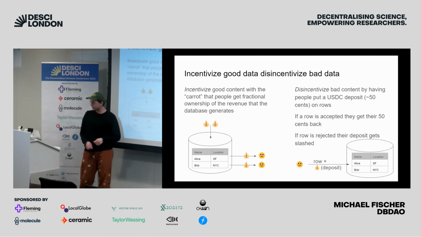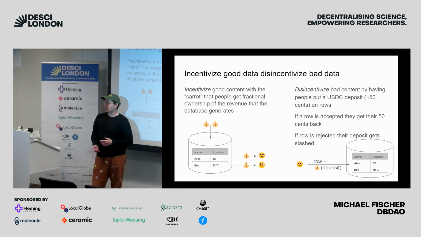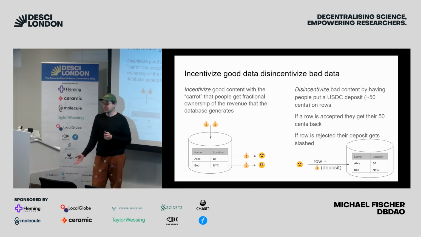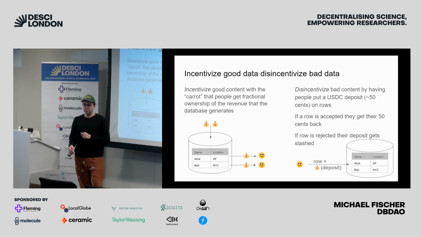So how do we solve this problem? We incentivize people to put data in with the carrot of being entitled to residual income from the database. But we also have to disincentivize bad actors. The way we do that is we make people stake on their data. When you contribute a row to a database, you have to stake maybe $1 or 50 cents. This is a number that's set by the database, the DAO itself, of what they want that staking to be. It could be 10 cents, it could be $1, it could be $5, whatever. And if the row is accepted into the database by the DAO, that person gets their deposit back.